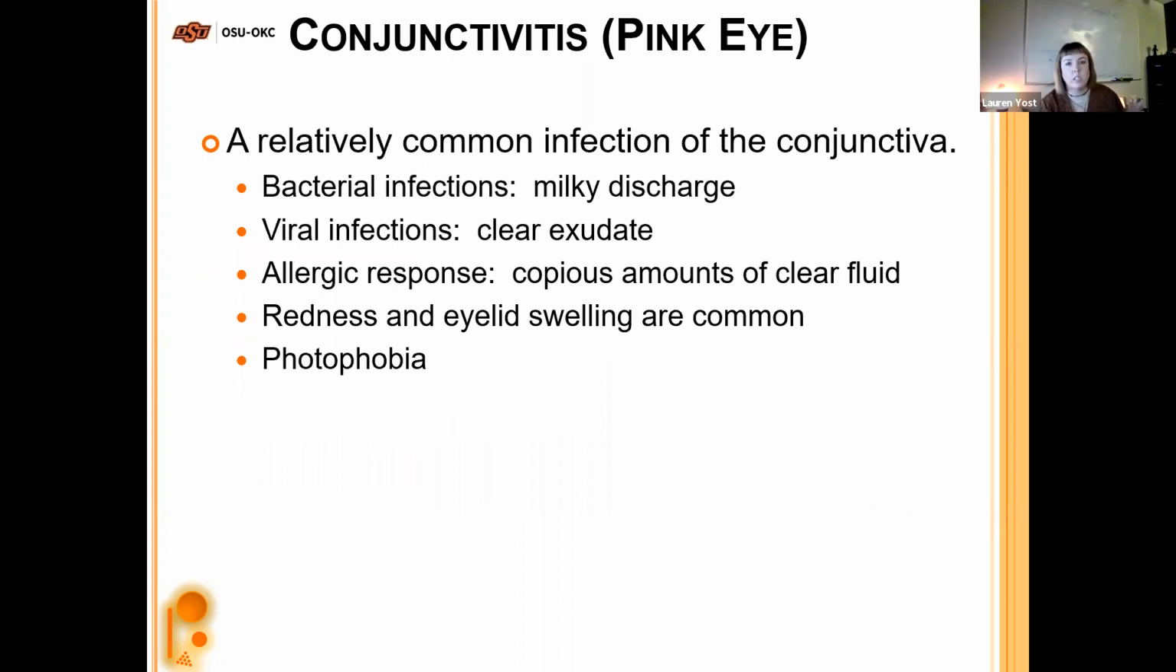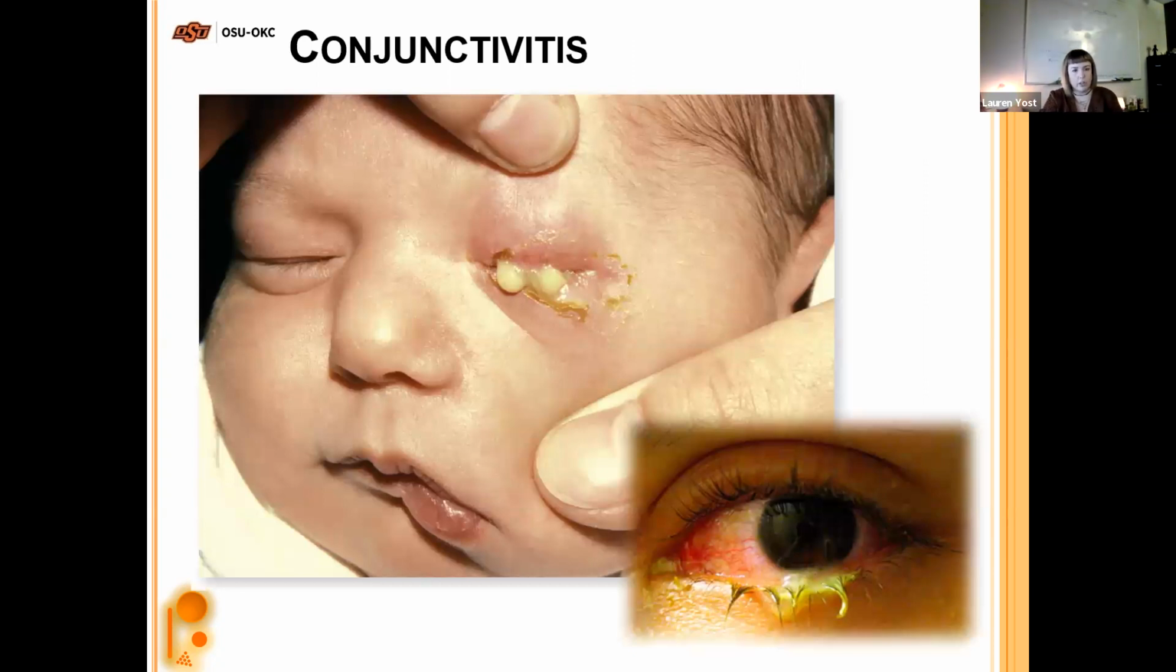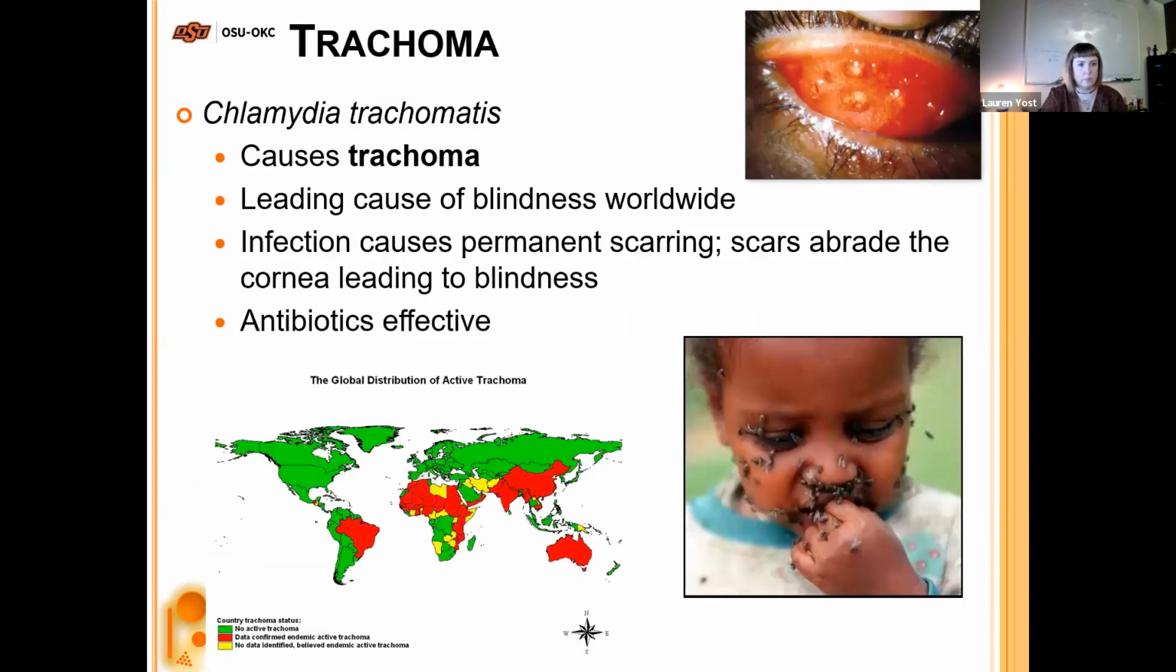Conjunctivitis. We know what this is. It's pink eye, an infection of the conjunctiva. We can have bacterial versions resulting in milky discharge, and viral versions where we'll have a clear discharge. Allergic responses will have a lot of clear fluid. Redness and eyelid swelling are common in association with conjunctivitis. You can also develop photophobia, literally just being sensitive to the light. These are pictures showing that conjunctivitis.